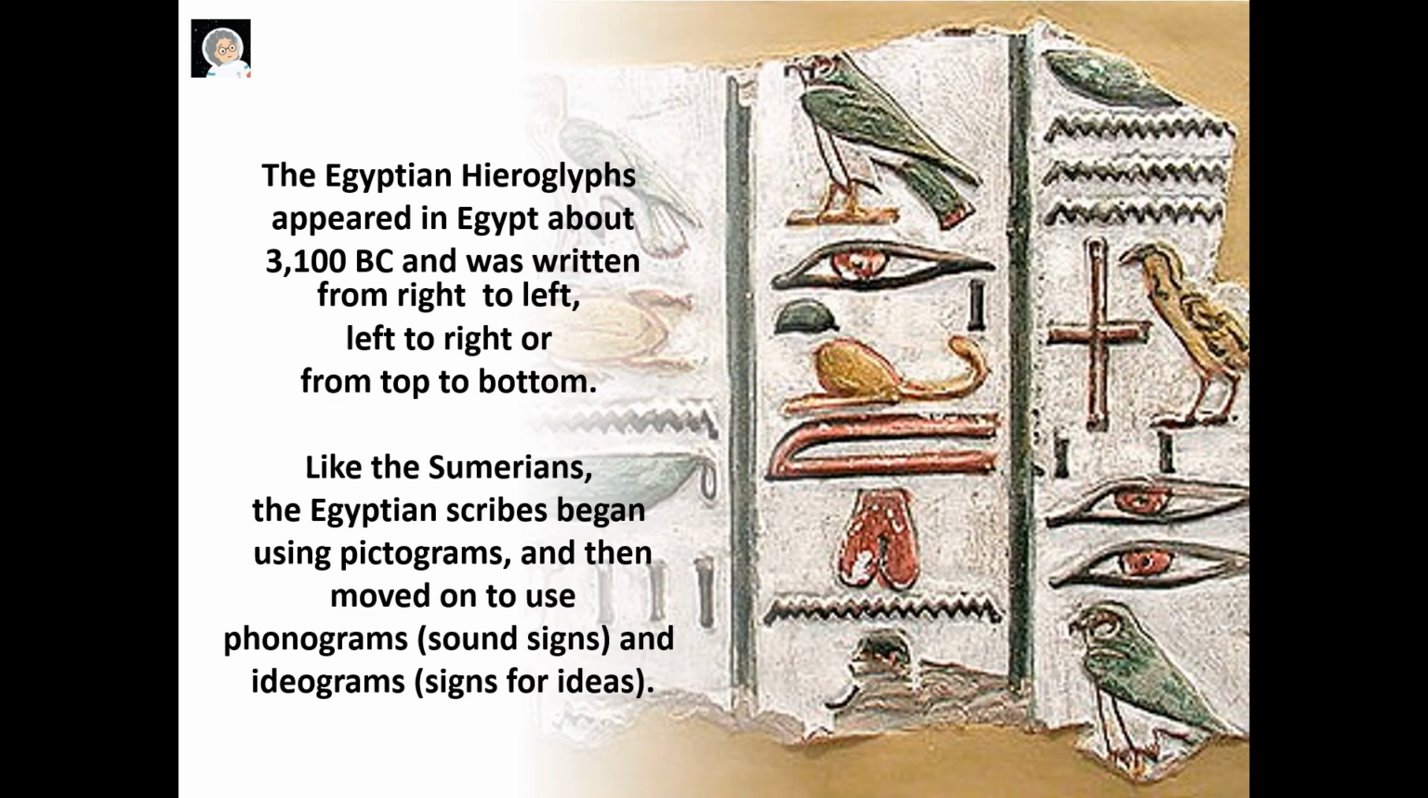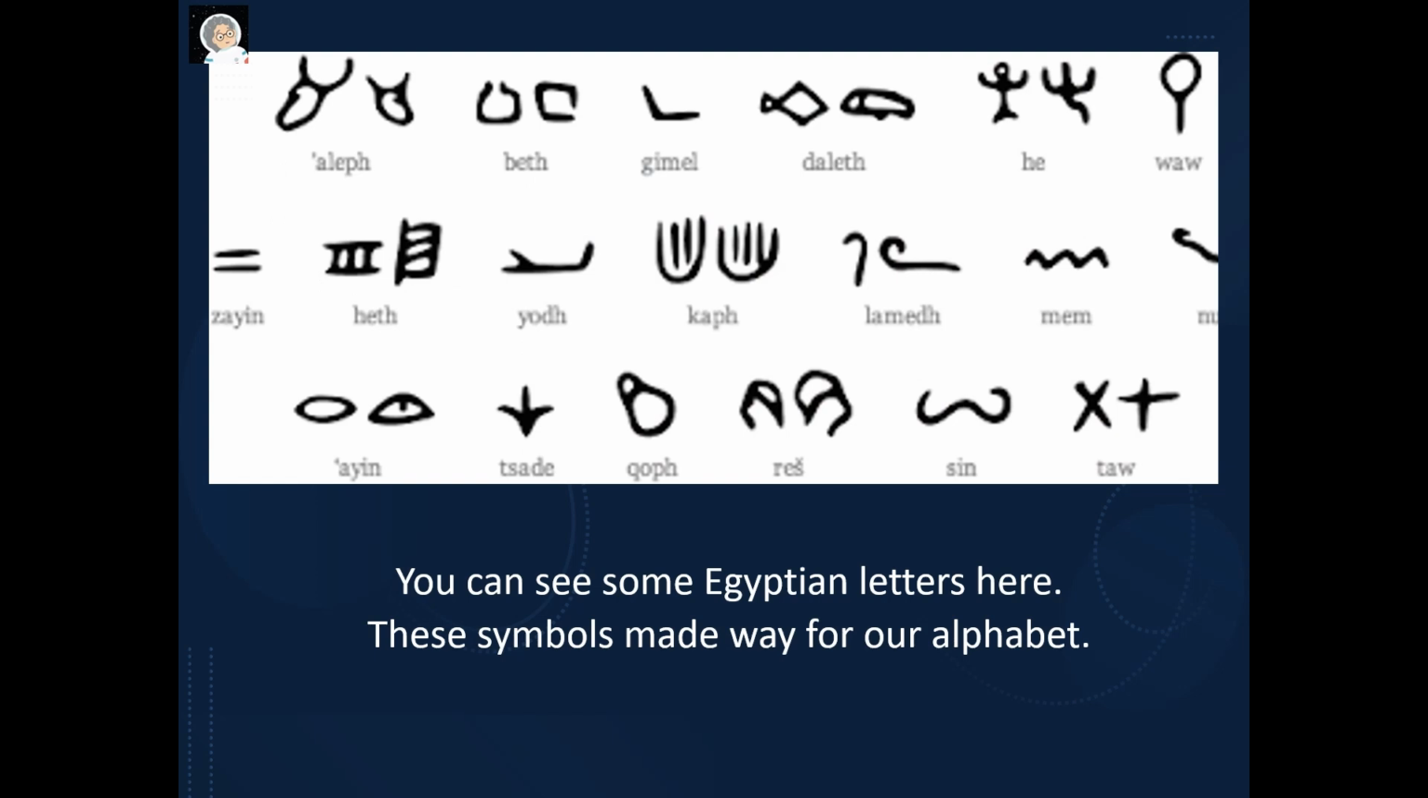The Egyptian hieroglyphs appeared in Egypt about 3100 BC and was written from right to left, left to right, or from top to bottom. Like the Sumerians, the Egyptian scribes began using pictograms and then moved on to use phonograms, that is sound signs, and ideograms, that is signs for ideas. You can see some Egyptian letters here. These symbols made way for our alphabet.